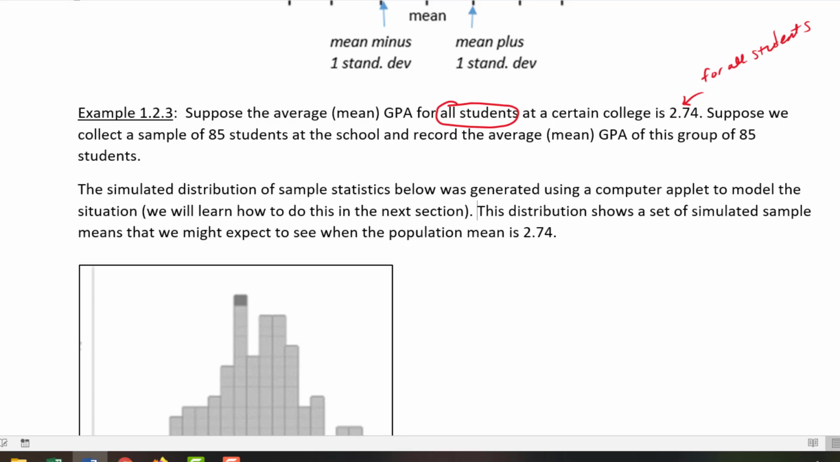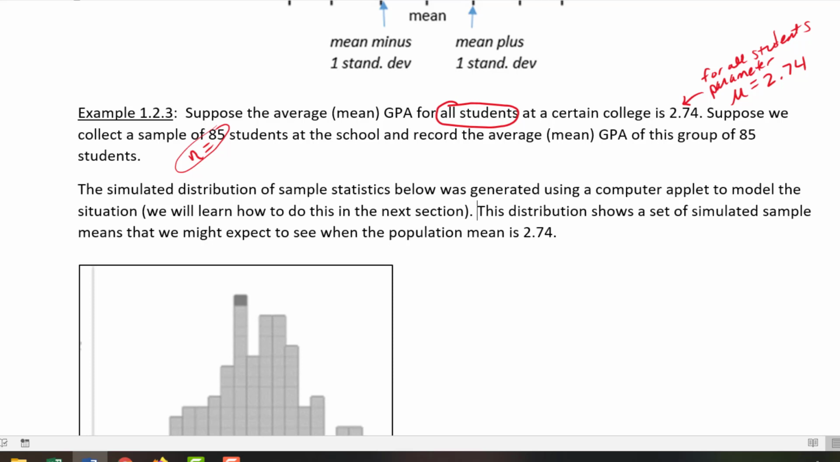That's the entire population of students, which means this is a parameter. This is the parameter that is a mean, and so it is mu. Mu is 2.74. Okay, and now they say, suppose we collect a sample of 85 students. Sample size is 85. And we record our sample's average GPA.